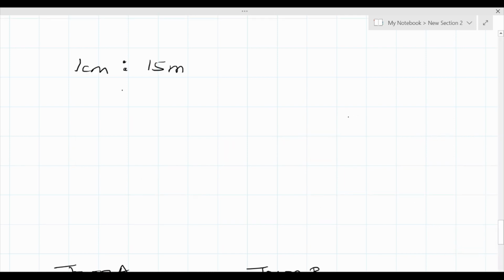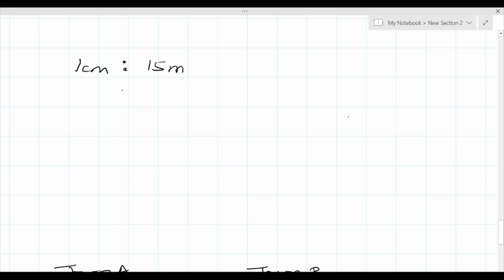All right. Next question, number 17. The scale of drawing to the actual object is 1 centimeter to 15 meters. If the length of the drawing is 5 centimeters, what is the length of the object? All right.